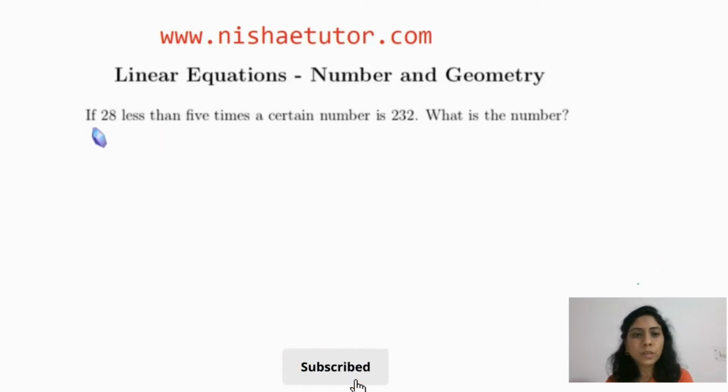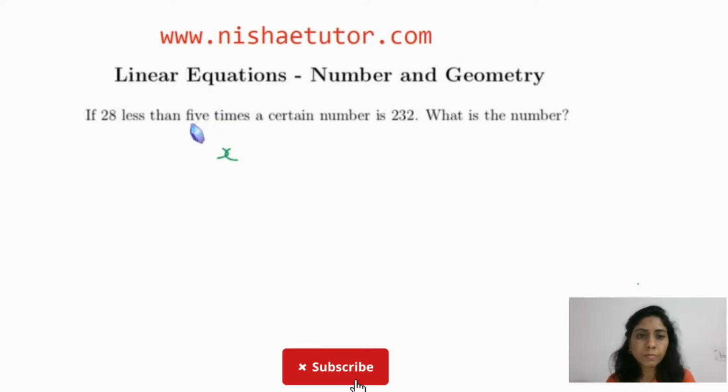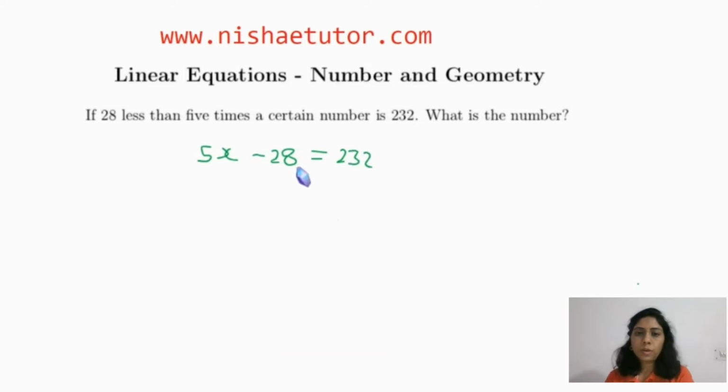So here is the question. If 28 less than 5 times a certain number is 232, what is the number? A certain number, it means this is unknown number, you can write x. 5 times a certain number. 5 times means multiply, so 5x. 28 less than, it means subtract 28, is equal 232.